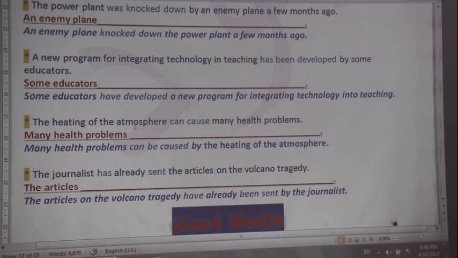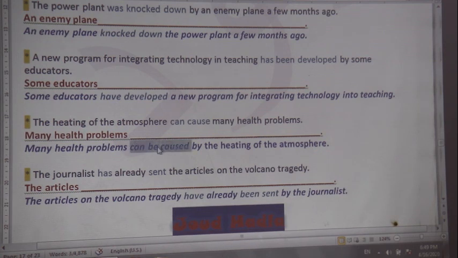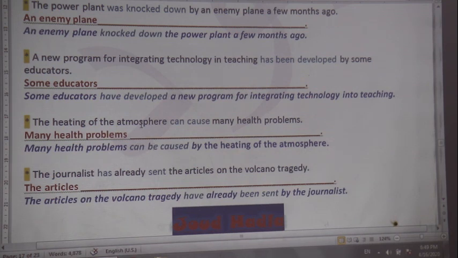The heating of the atmosphere can cause, here it is in the what? Here it is in the active, pay attention, this sentence is in the active, so I make it passive. Many health problems can be caused. Always use the base form of verb to be after modals. So here the introductory sentence is in the active, and we need to make it passive. We need to use the infinitive form of verb to be after the modal verb can, and the third form of the verb.